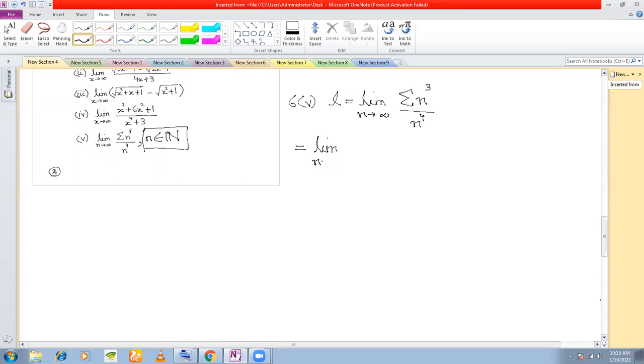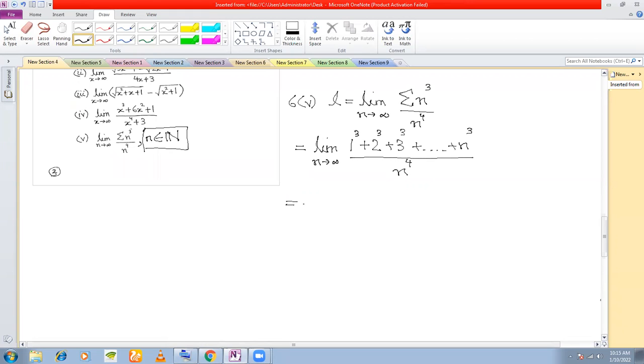Limit n tends to infinity, summation n cube. What do you mean by summation? It is the addition of all n cubes. And what is n? First put n is equal to 1. You get 1 cube, then 2 cube, then 3 cube, and you continue this till n, right? And you have n to the power of 4 in the denominator. Okay.